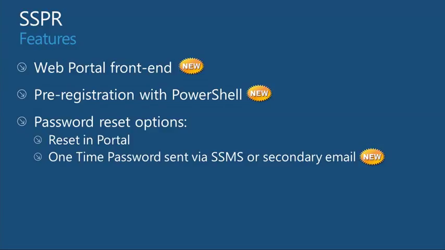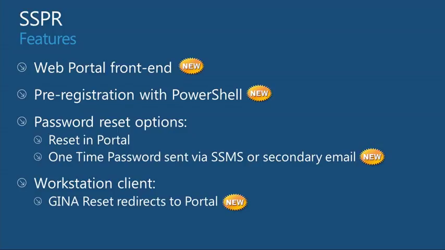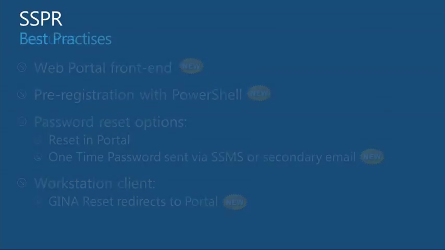We have a new password reset option, which is one-time password gates. In R1, all we could do was type in a new password. Now we can actually generate a random password for that user and send it to them either via SMS or to a secondary email address. And the workstation client now actually uses the password reset portal. With R1, it's an ActiveX control that's installed on the workstation, which people didn't really like, and it was quite hard to customize for branding. Now we're all just using the one portal, so that's greatly simplified.